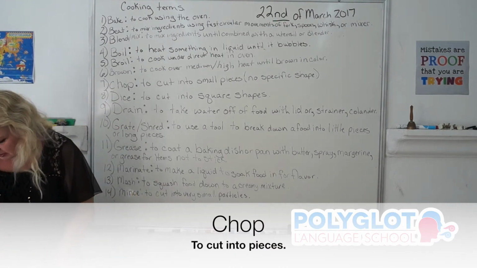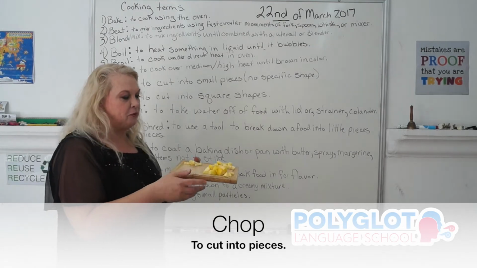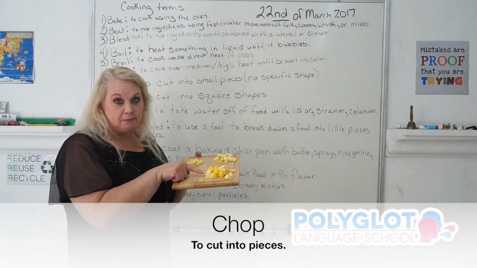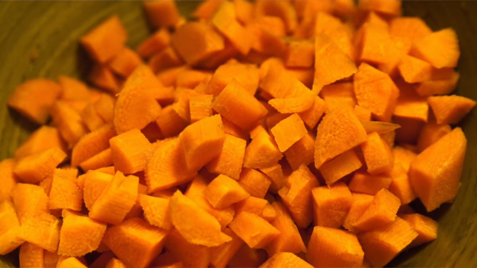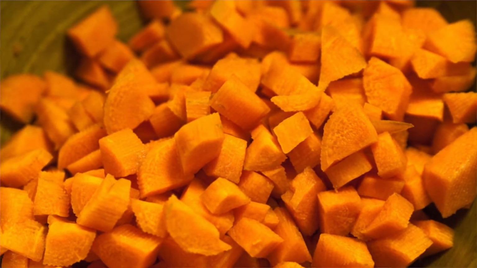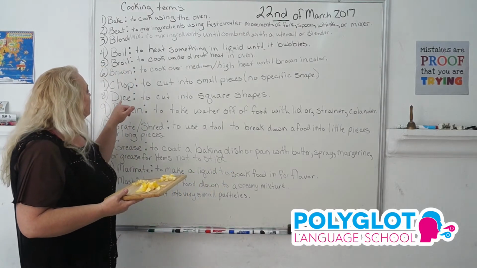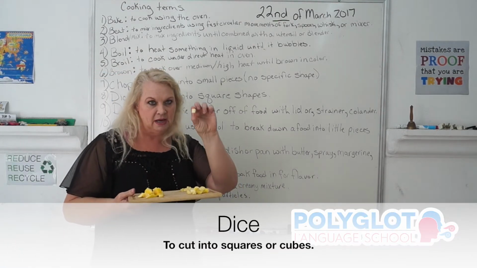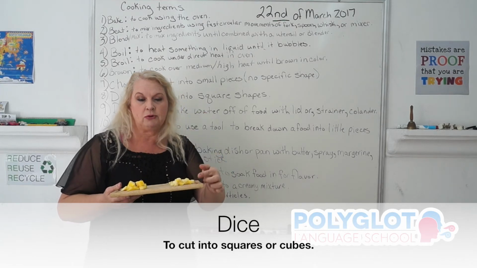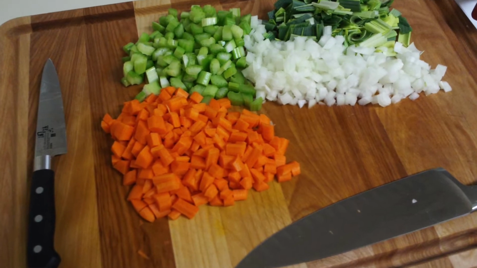Chop. Well, to chop is to cut into pieces. Well, I'm going to show you on this board. I have 3 different. This is chopped. They are into just pieces. There's no particular shape. Size can be big, size can be small. That is to chop. Then we also have dice. Dice is to cut into squares, and they're usually smaller. We do it with fruits, we do it with vegetables. We chop them into little pieces and dice them.